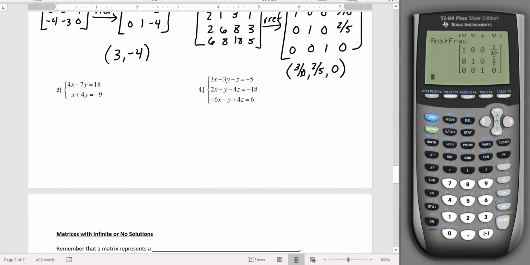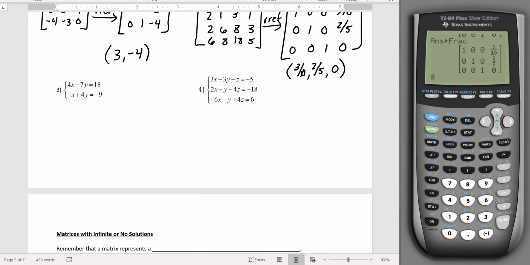All right, why don't you try 3 and 4 on your own? Go ahead and give it a shot. Pause the video, try 3 and 4 on your own. See if we can solve these systems using matrices. All right, let's see how we did.